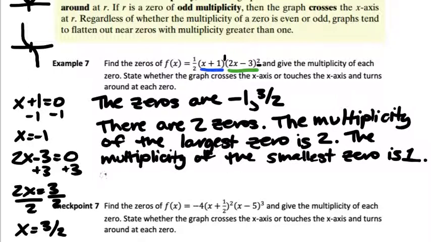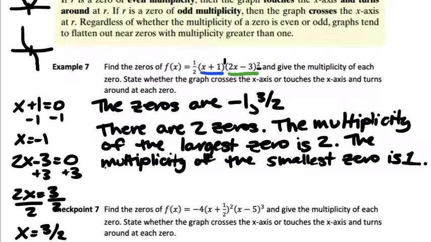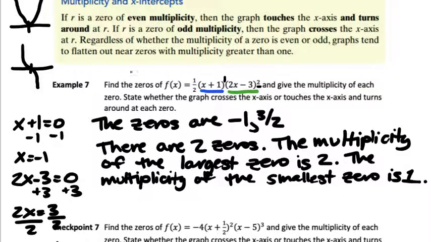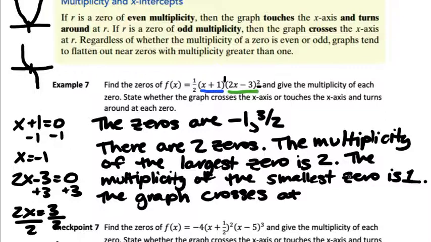And then the last part of the question is going to ask you what the graph does. Going up here, we know that if the multiplicity is even, then the graph touches and turns around at that zero. If the multiplicity is an odd number, then the graph crosses at that zero. So the graph crosses at the zero that has the odd number for the multiplicity. The odd multiplicity is at the smaller zero, which is -1.